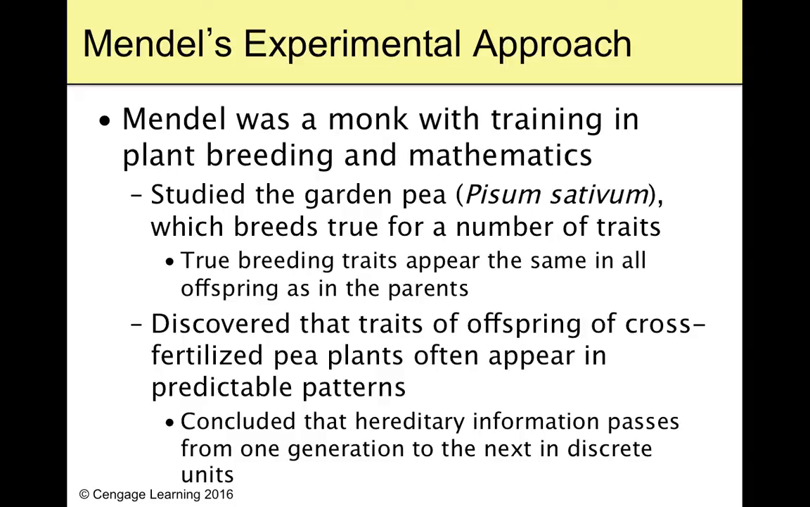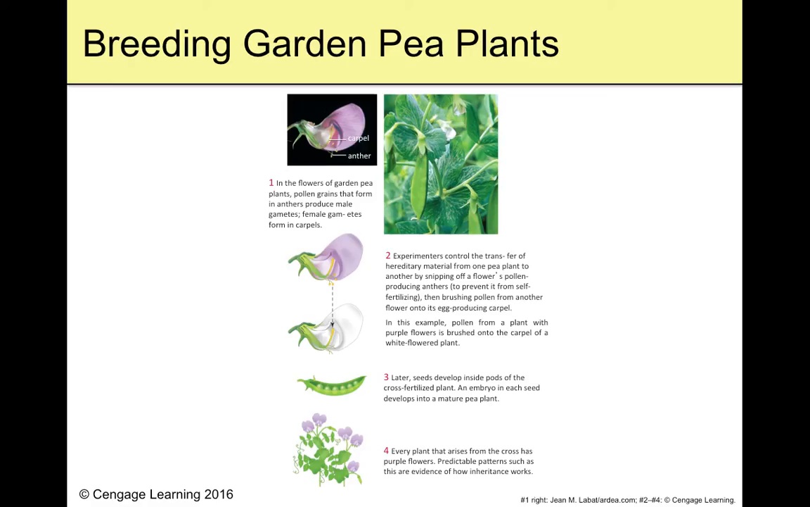So he concluded that this hereditary information was passed from one generation to the next in discrete units that we could measure mathematically. We didn't know what DNA was. We wouldn't know what DNA was for almost 100 years. We didn't know what genes were. We didn't know what alleles are. But with some math and some time, this guy figured it out. He's so far ahead of his time that nobody knows what he's talking about, because that's what happens when you're really, really smart. The cool thing about how super smart he was is his experiment's not that complicated.